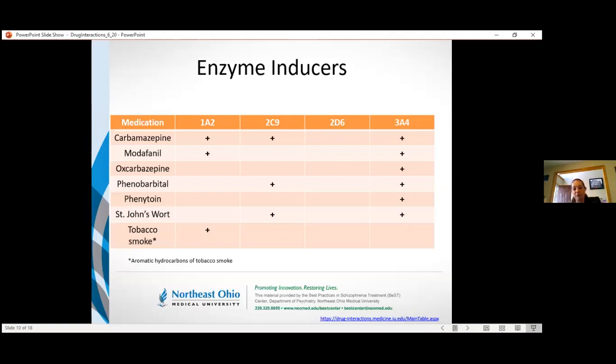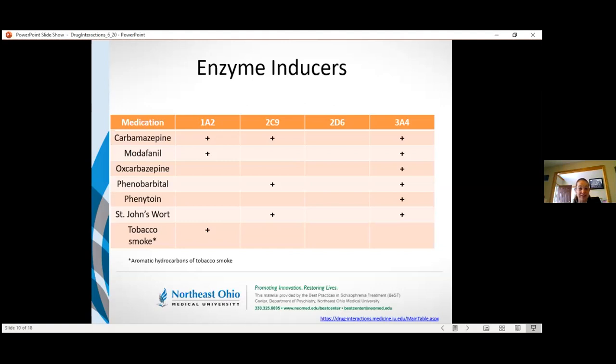I want to point out for 2D6, we don't see significant robust induction. One of the reasons for that is we see a greater range of 2D6 activity as a result of genetic polymorphisms. So if you have a patient that has multiple copies of this enzyme, they might be a rapid metabolizer or even an ultra rapid metabolizer, while other individuals may have only 1 copy or even a defective copy of the 2D6, and they may be a poor metabolizer and not able to do that. So not as influenced by the inducers.